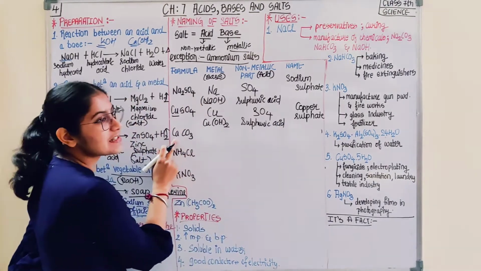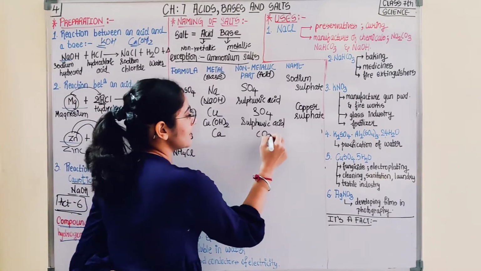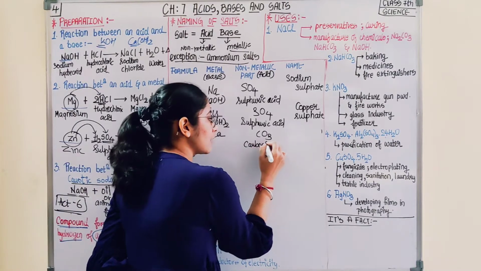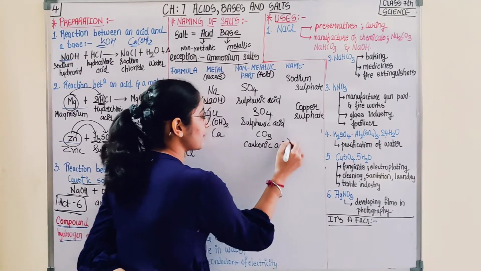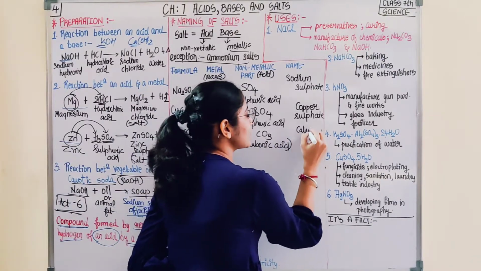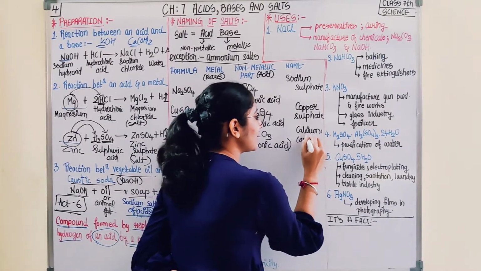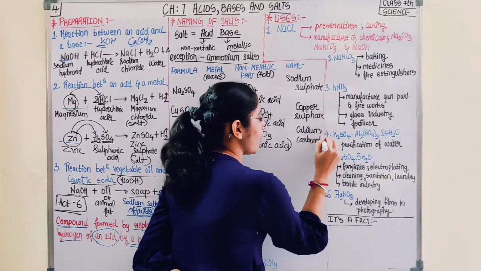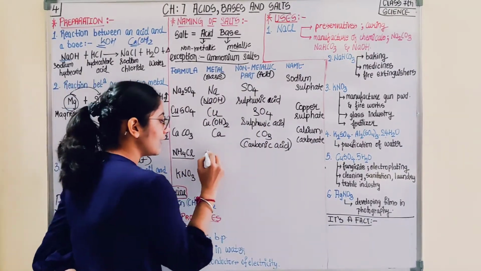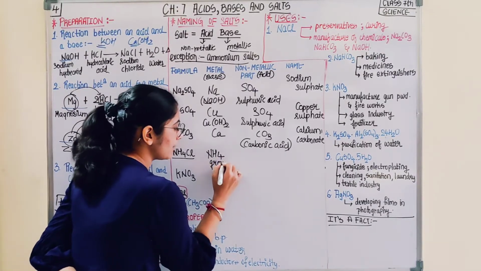ओके, सिमिलरली कैल्शियम कार्बोनेट, metal is calcium. Carbonate, CO3, is the non-metallic part. So this is derived from carbonic acid. Carbonic acid when it reacts with the base containing calcium, we would be getting the salt name as calcium carbonate. So you have to always write first the name of the metal and then the non-metallic part which is derived from acid.